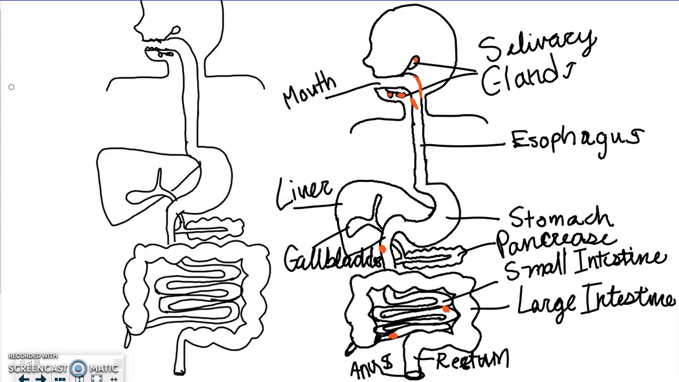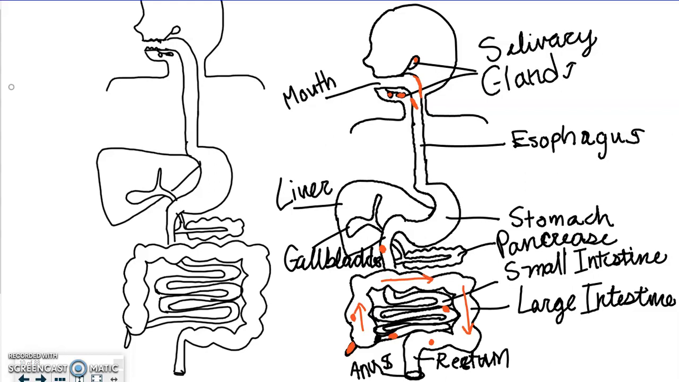You have three parts to your large intestine as well. The ascending colon, going upwards. The transverse colon, going horizontally. And the descending colon, going down. You also have the sigmoid colon, which is right before the rectum. And here is your appendix.